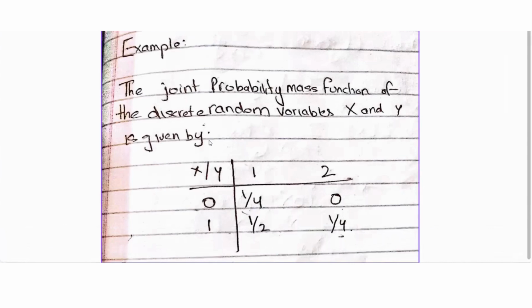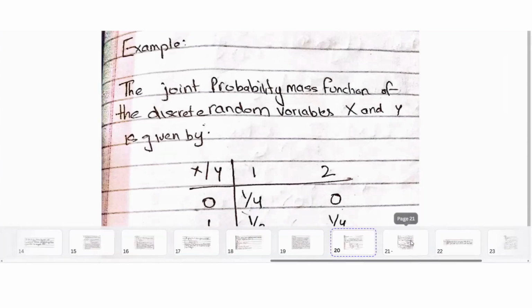So let's look at this example. The joint PMF of the discrete random variables X and Y is given as this. Now in this example, let's find the expected value of X.